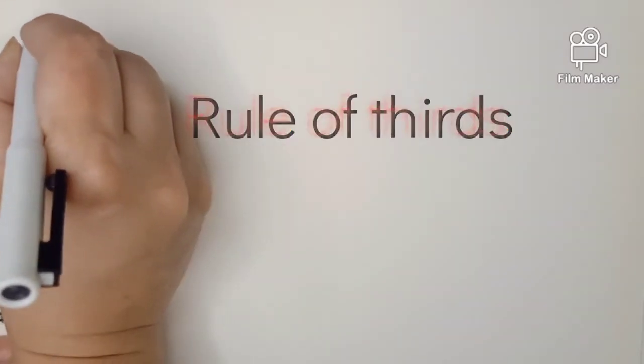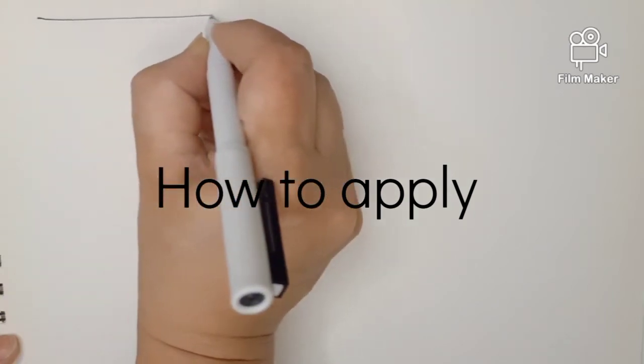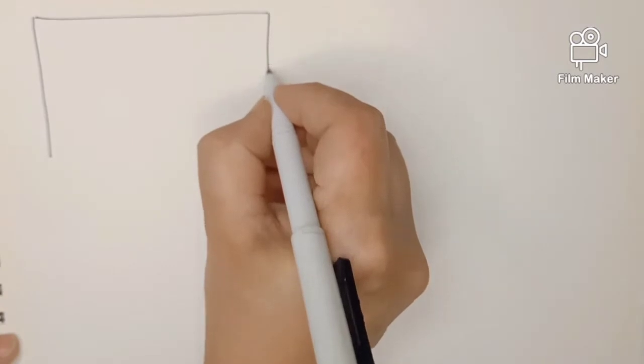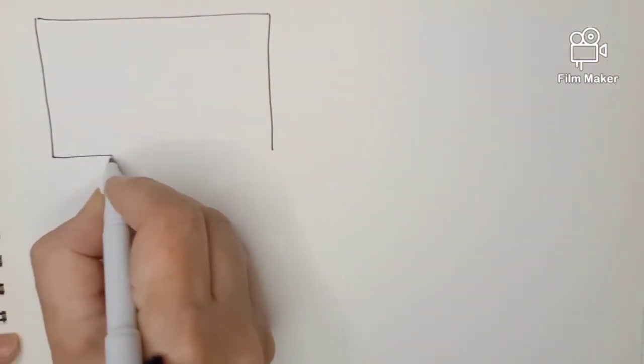Hello, today I'll be explaining the rule of thirds and how to apply it in a composition. I'll be starting with the landscape format, where the horizontal lines are bigger than the vertical lines.